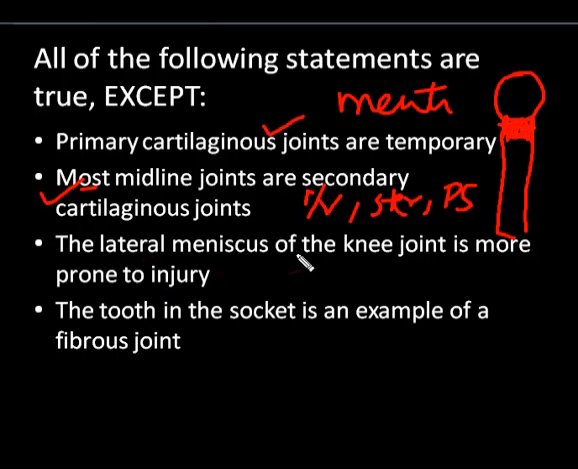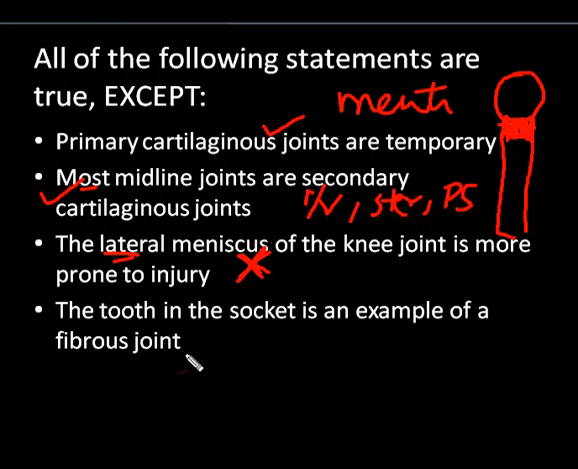This statement, the lateral meniscus of the knee joint is more prone to injury. This is false because it's the medial meniscus which is more prone to injury. The medial meniscus is very closely adherent to the surface of the tibia as well as the capsule of the knee joint. Hence, it's not able to move out of the way when there is twisting and the bones move against each other. The lateral meniscus is not firmly attached, so it moves with the bones. So it's the medial meniscus which is more prone to injury. So this is the false statement and hence the answer in this question.